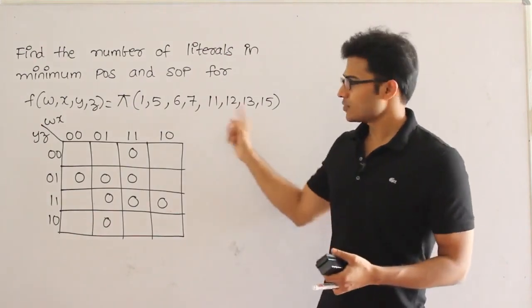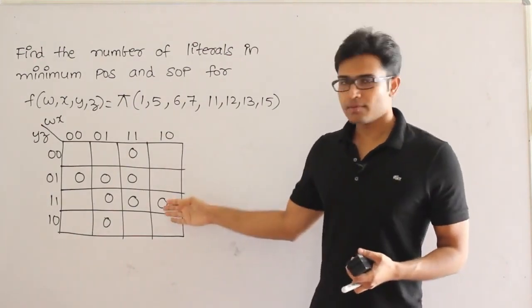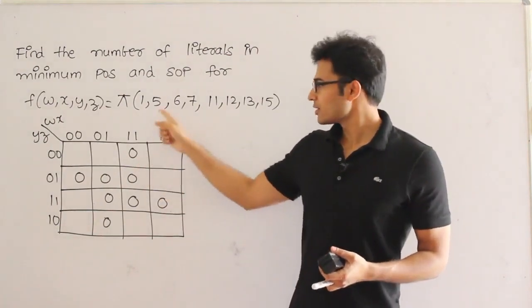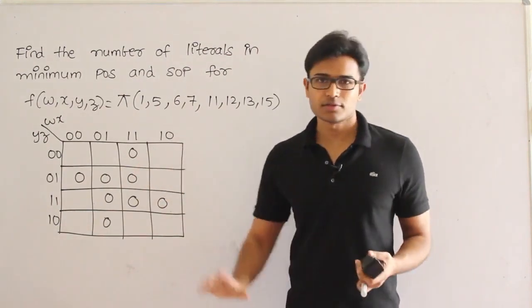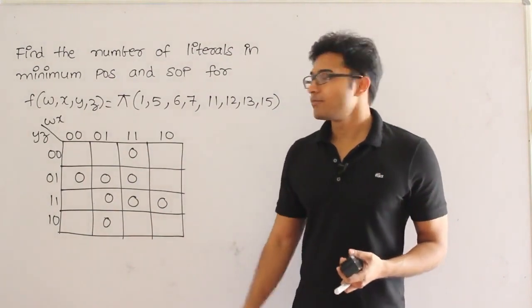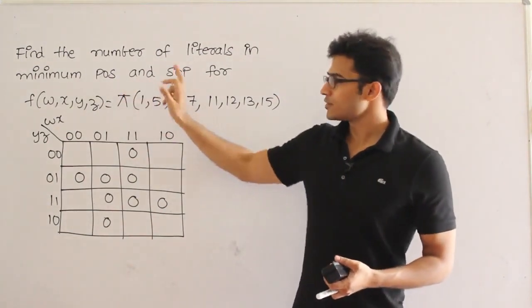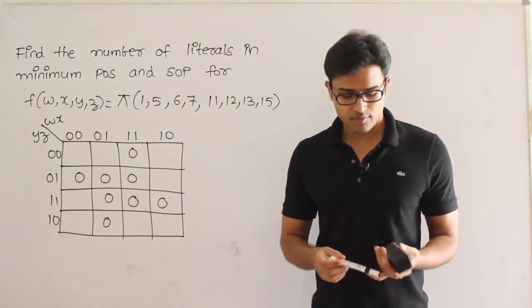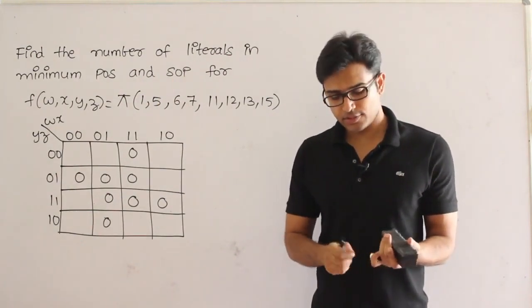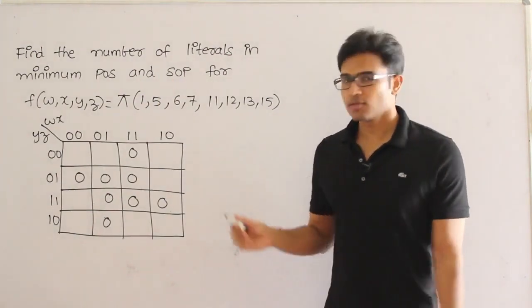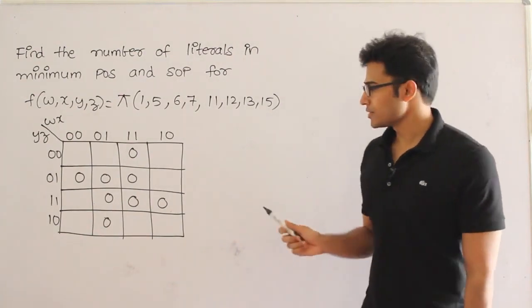So since the max terms are given, I am taking the K-map, and in the K-map I am representing the corresponding max terms as 0. That is the first thing. And now they are asking about both POS and SOP. Anyway, we have to find both POS and SOP. So let me go with the product of sums first.